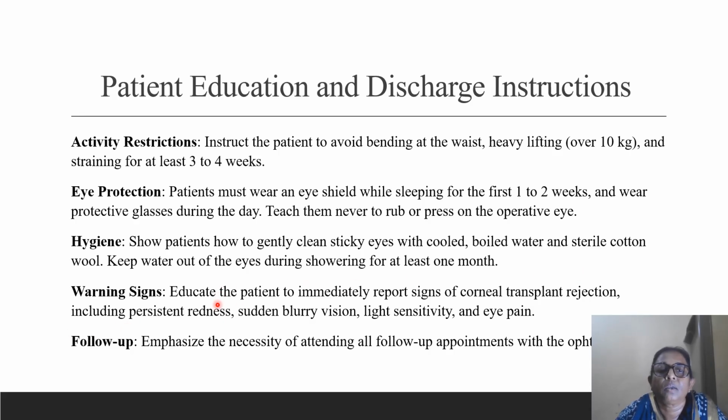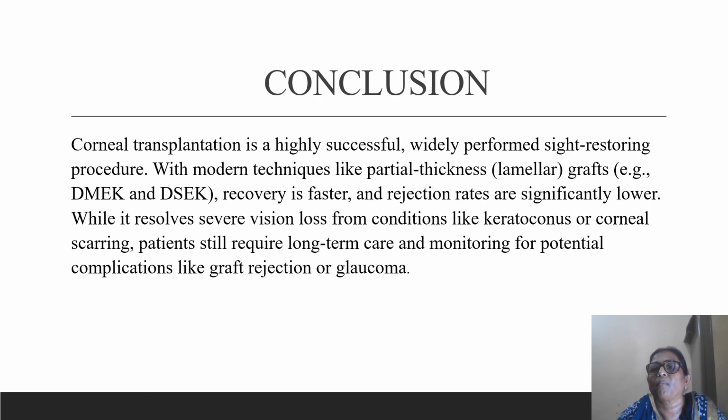Warning signs: you have to educate the patient to report the signs of corneal transplant rejection, including persistent redness, sudden blurry vision, light sensitivity, and ocular pain or eye pain. Follow-up: emphasize the necessity of attending the follow-up appointments with the ophthalmologist.